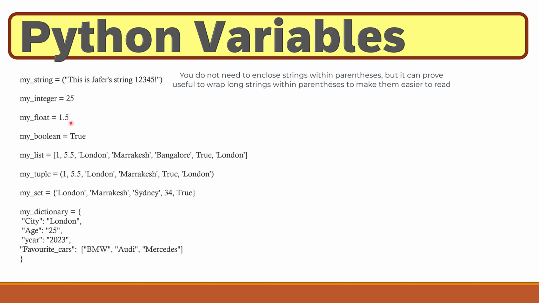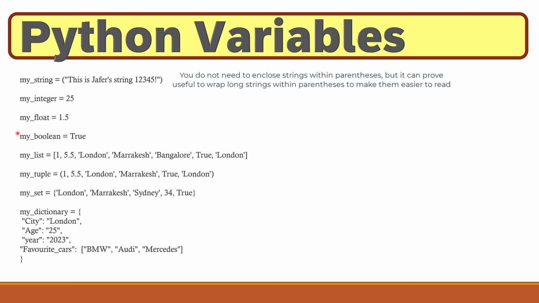So if we need Python to read the actual numbers, the numeric values, and use them to calculate something, then we would need the value to be identified as a number, and not a string. So no quotes needed here. And we can break numeric values into multiple types. We've got two types over here, which is the integer, which is a whole number, and then we have a float. And this is a decimal value, such as 1.5.